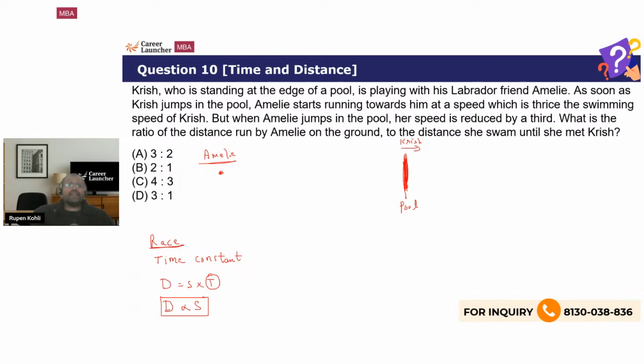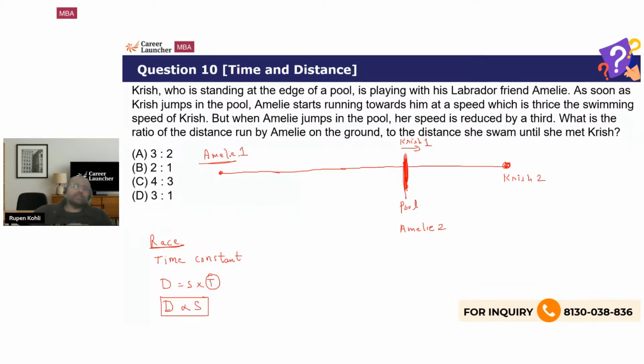सो एमिली की स्पीड थ्राइस है क्रिश के रेस्पेक्ट में. क्रिश और एमिली ने एक साथ भागना शुरू किया. जब तक एमिली पूल के एज तक पहुंचेगी, तब तक क्रिश भी कहीं तो पहुंच चुका होगा. लेट्स से क्रिश यहां पर है और एमिली अब यहां पर है. लेट मी राइट एमिली 2 क्रिश 2, क्रिश 1 एमिली 1. मतलब एमिली 1 क्रिश 1, ये उनकी पहली सिचुएशन थी, पहली पोजीशन थी. अब एमिली 2 क्रिश 2, दिस इज देयर सेकंड पोजीशंस.